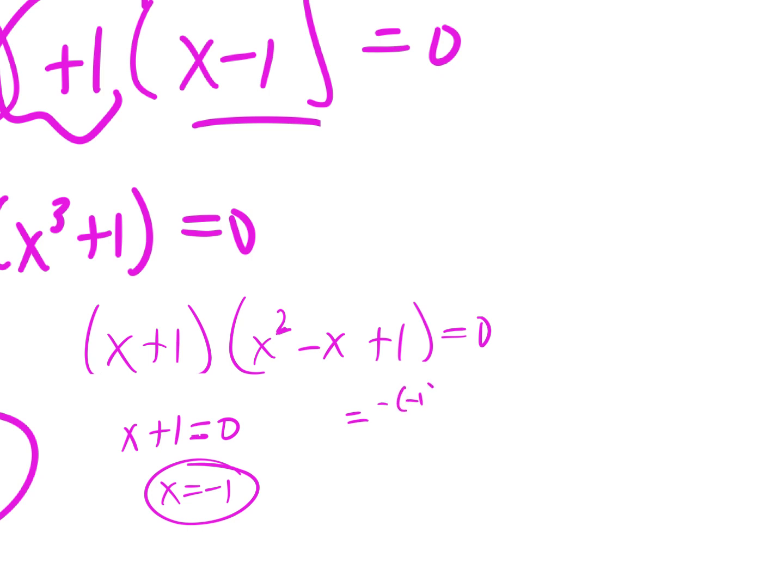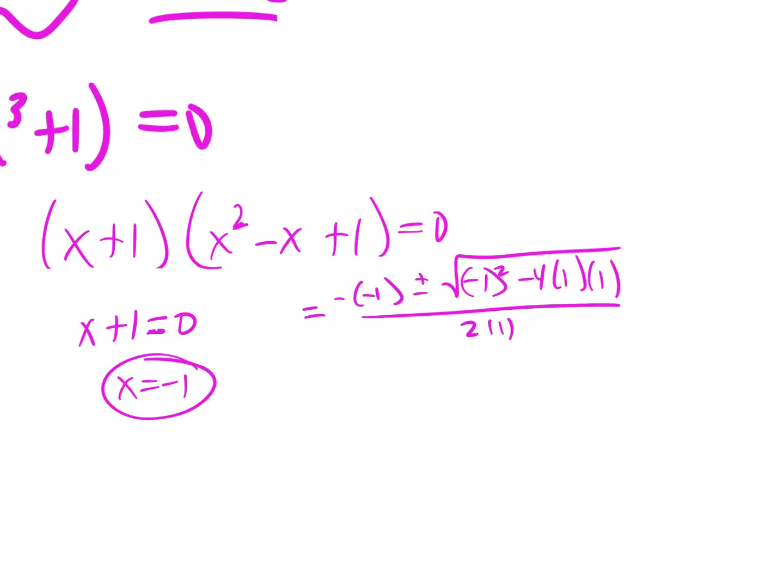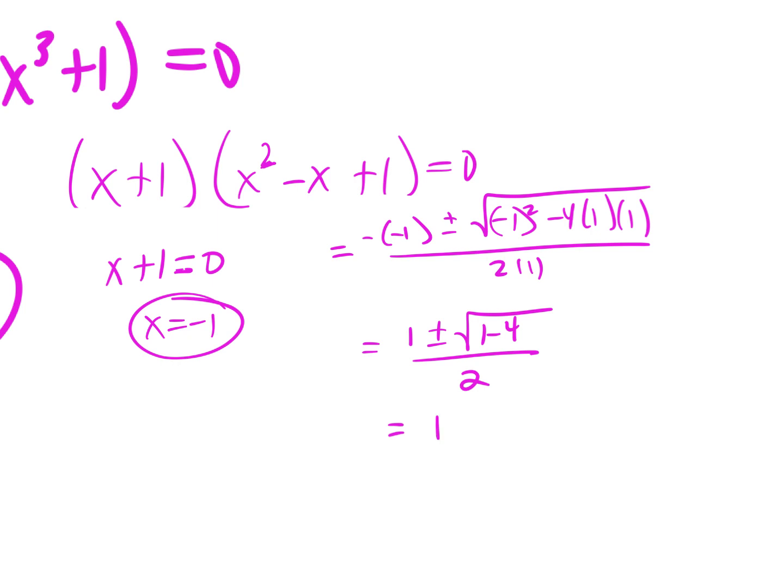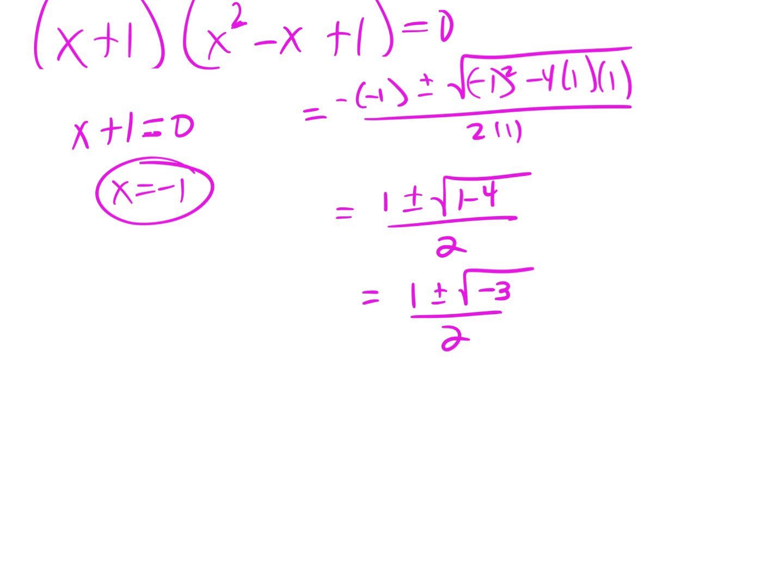So negative 1 plus minus the square root of negative 1 squared minus 4 times 1, all over 2 times 1. And let's just simplify. 1 plus minus the square root of 1 minus 4, over 2. This gives me 1 plus minus the square root of negative 3 over 2. And then I see that negative underneath. That's going to be an i that comes out. So 1 plus minus i root 3 over 2.